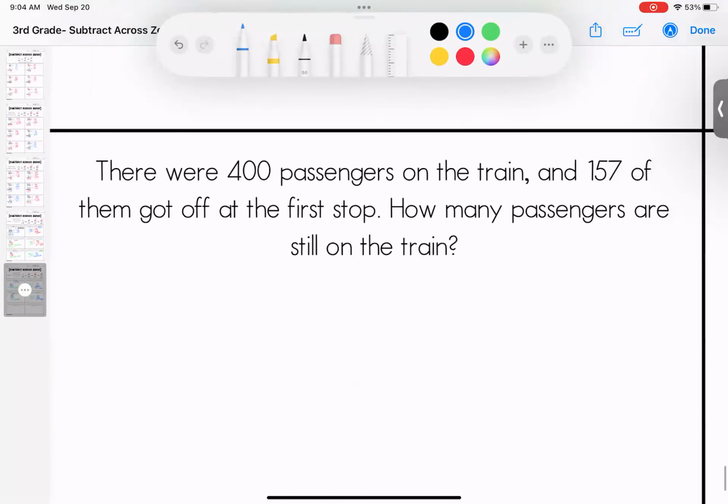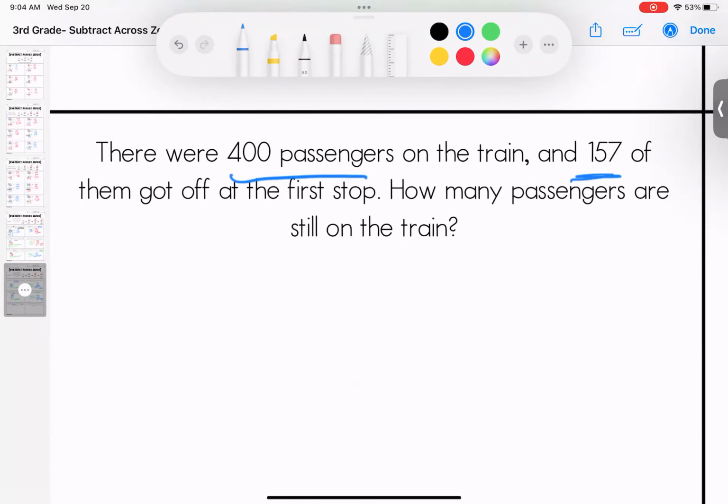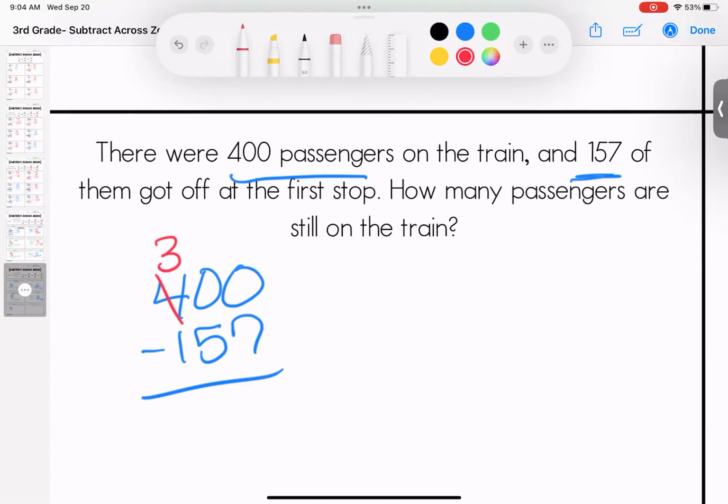Almost done. There were 400 passengers on the train. 157 of them got off at the first stop. How many passengers are still on the train? So I started with 400. 157 have left. 4 becomes 3.